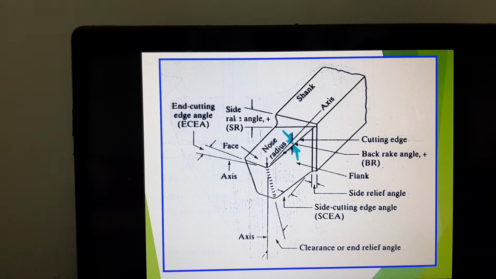Whereas negative back rake angle is specially designed for brittle materials. Why brittle materials? Because the material will break as you cut it. So as the material breaks, it will not accumulate in the cutting zone, and therefore there's very minimal chance for the chip to weld against the tool. Therefore your cutting tool is safe.